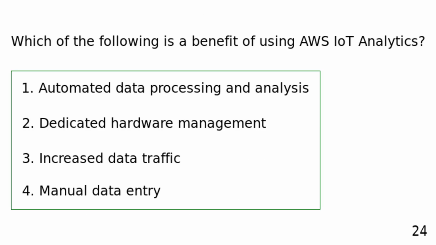Which of the following is a benefit of using AWS IoT Analytics? Automated data processing and analysis. Dedicated hardware management. Increased data traffic. Manual data entry.